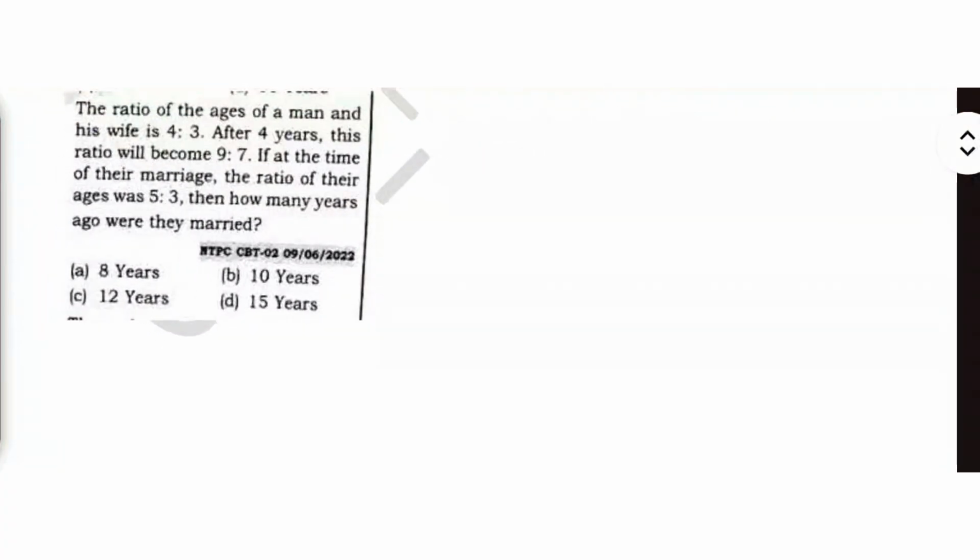The ratio of ages of a man and his wife is 4:3. After 4 years, the ratio will become 9:7. If at the time of the marriage their ratio was 5:3, then how many years ago were they married? Important question, because this had come in one of the papers of SSC in CBT2. So please mark this as important.